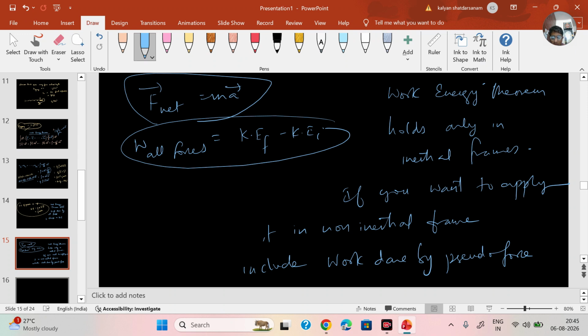So the work energy theorem is a modified form of Newton's second law. The advantage is it deals with scalars like work done by a force and kinetic energy. So sometimes things can become simpler here. Now let us see some questions.